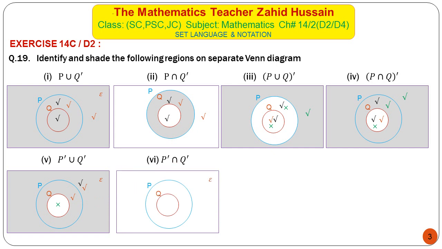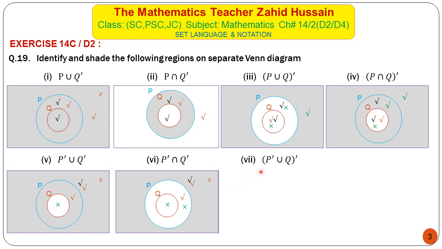P complement intersection Q complement. What is P complement? The region outside set P. This one. Q complement means the region outside set Q. This one and this one. Now because we are asked to shade the intersection of these two sets, the intersection of these two sets is this region which has two ticks. So we will shade this region. We do not need these two regions, so we will shade this one.